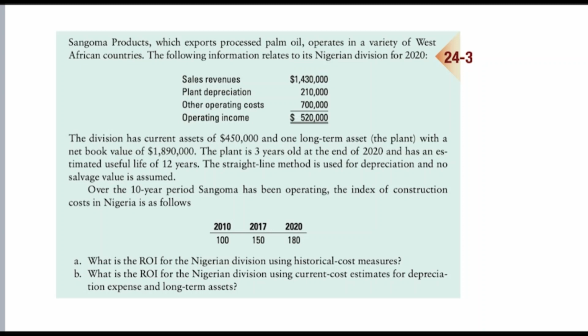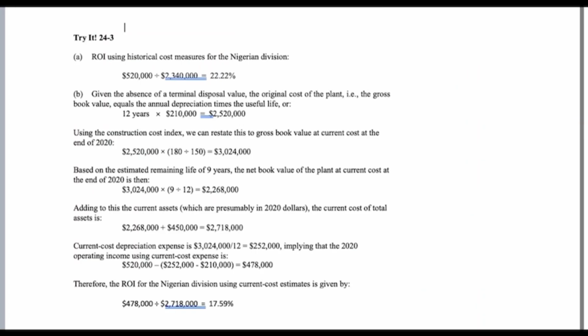To find this, we need to sum the current assets and net book value. So 450,000 plus 1,890,000 equals 2,340,000. The formula for return on investment is operating income divided by total assets. So 520,000 divided by 2,340,000 equals 22.22%.